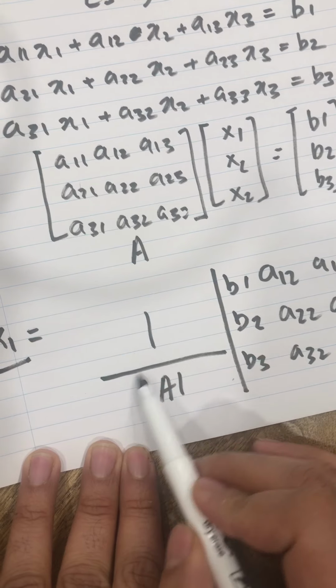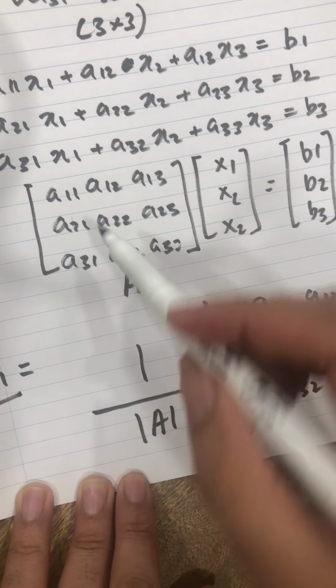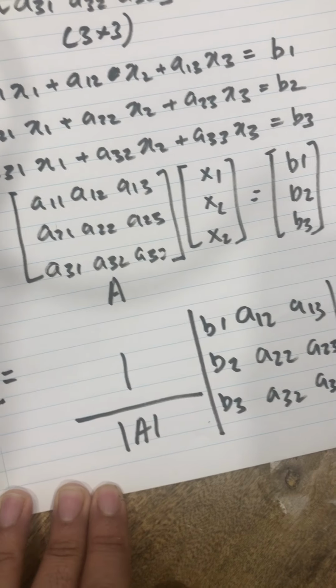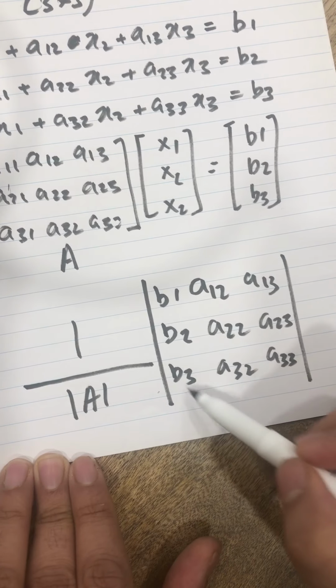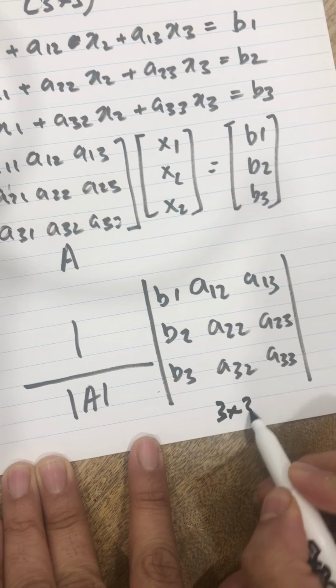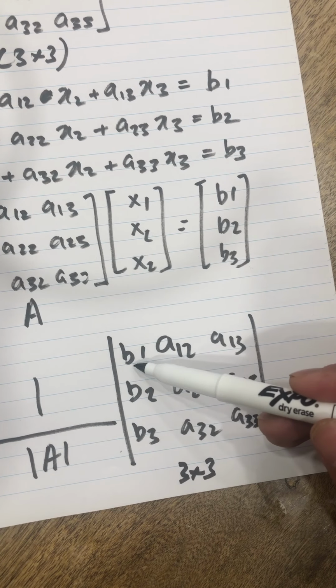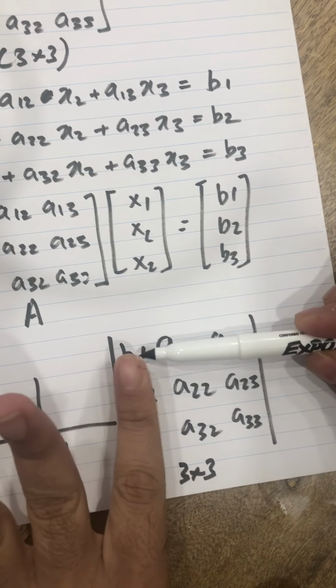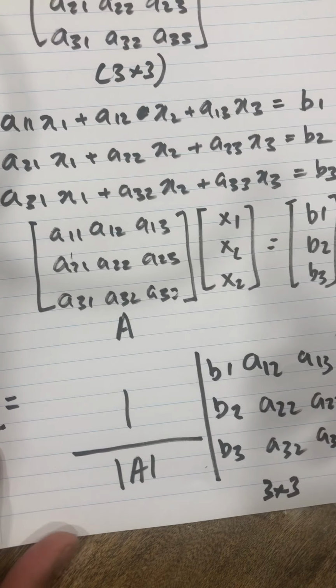Cramer's rule says this is what x1 is going to equal: 1 divided by the determinant of A, times the determinant of this matrix where the first column is replaced by the solutions here. But then how do you find the determinant of this 3 by 3 matrix? We have to remember the 3 by 3 determinant. It's going to be b1, but when you take b1 you eliminate its row and column and multiply by the remaining numbers. So this is x1, and you can see it's fairly lengthy.